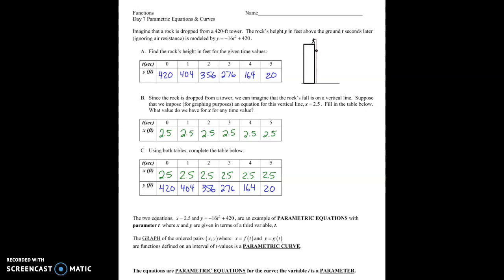So what we can do is graph parametric equations. We graph the ordered pairs (x, y), where x is a function of t and y is also a function of t. We graph the x and the y on this interval of t values, and that's called a parametric curve.